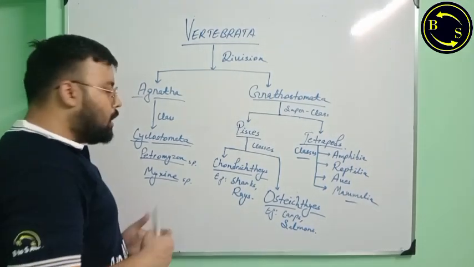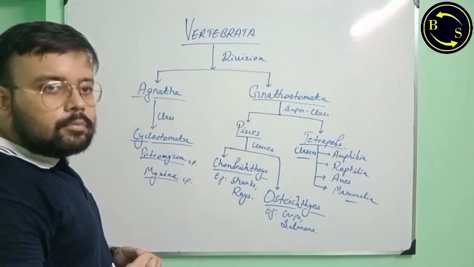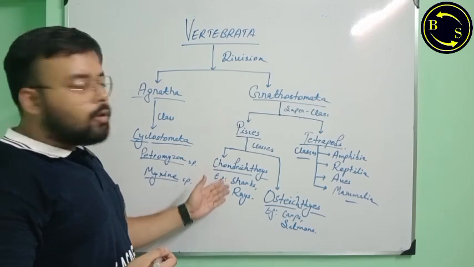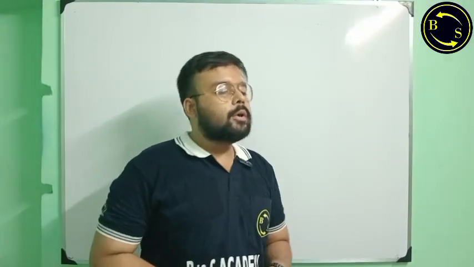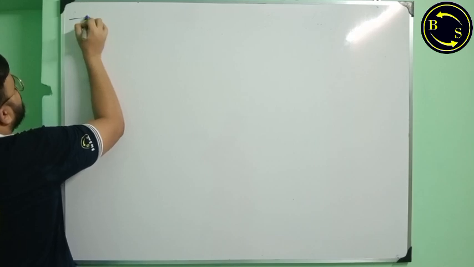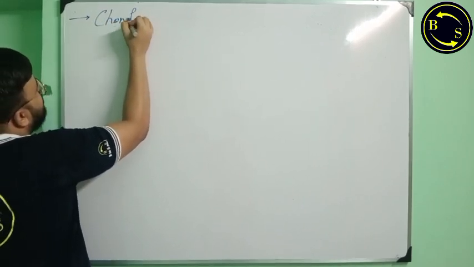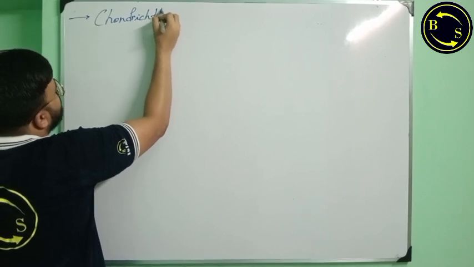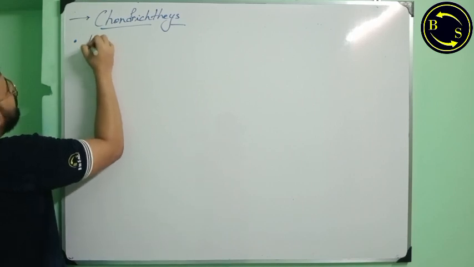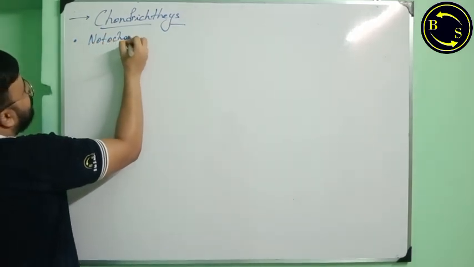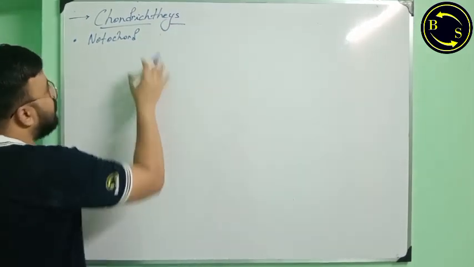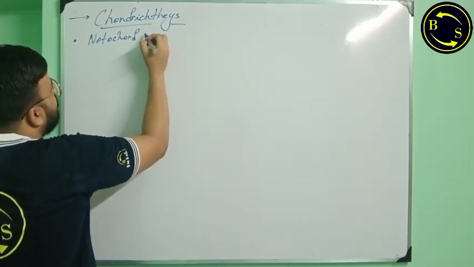Okay. So now we will move on to a new portion of our study, the Pisces, mainly the chondrichthyes and the osteichthyes. So now let's look into chondrichthyes. The cartilaginous fishes, chondrichthyes. They have notochord throughout their lives. Okay, this is an exception. Like in cyclostomes, the notochord is present throughout life. Here in chondrichthyes, the notochord is present throughout life.